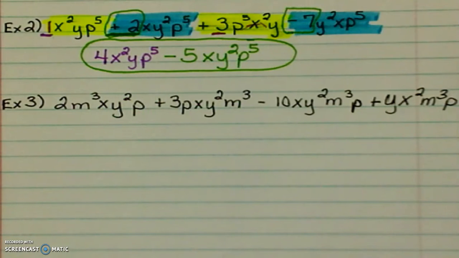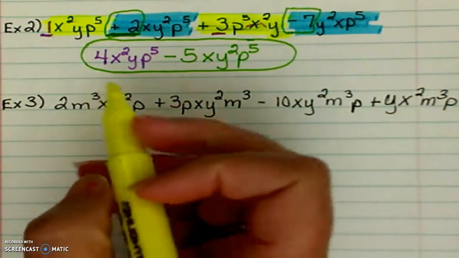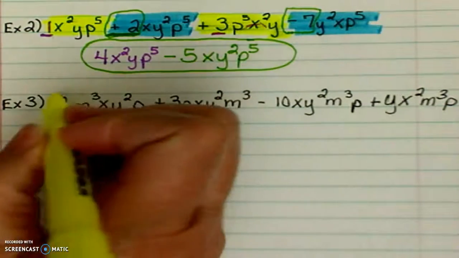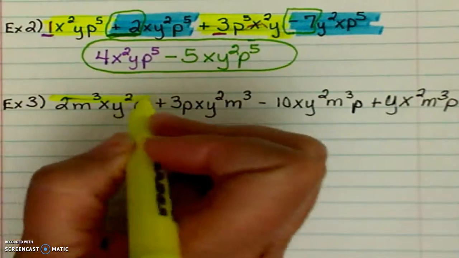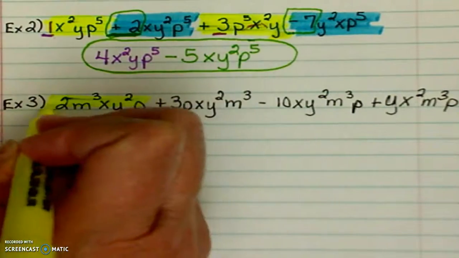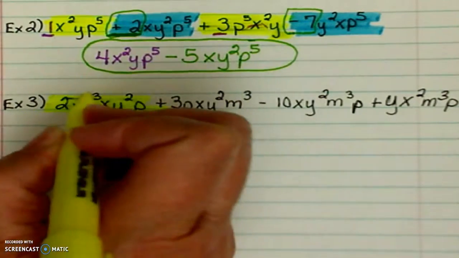So let's look at another example. You might find out that this one is on your worksheet as well. Okay, the first thing we want to do is look for the same last name, remember. Like terms. We are simplifying by adding like terms.